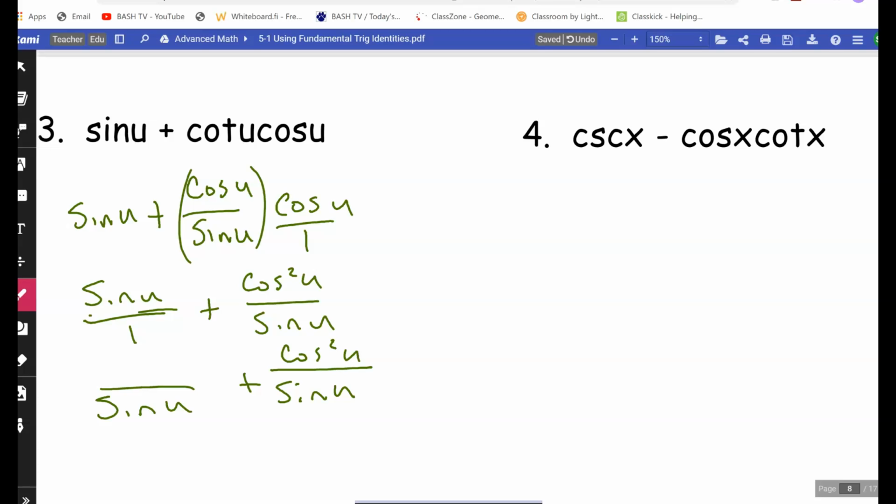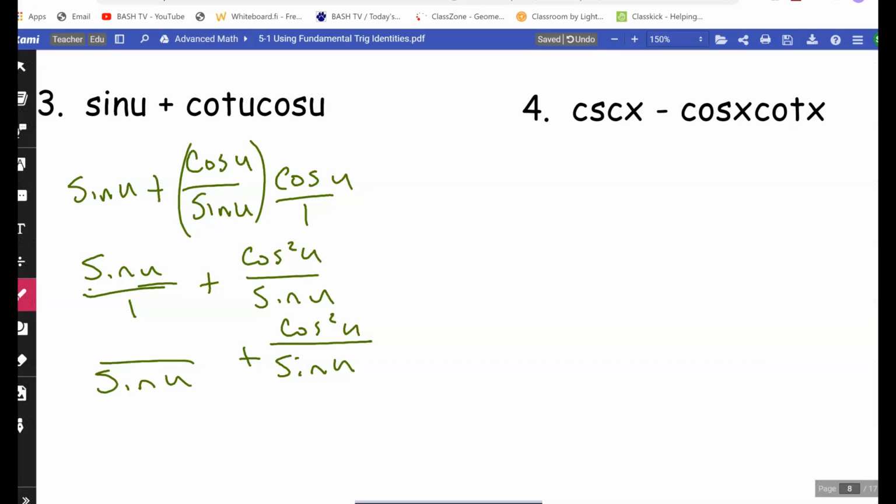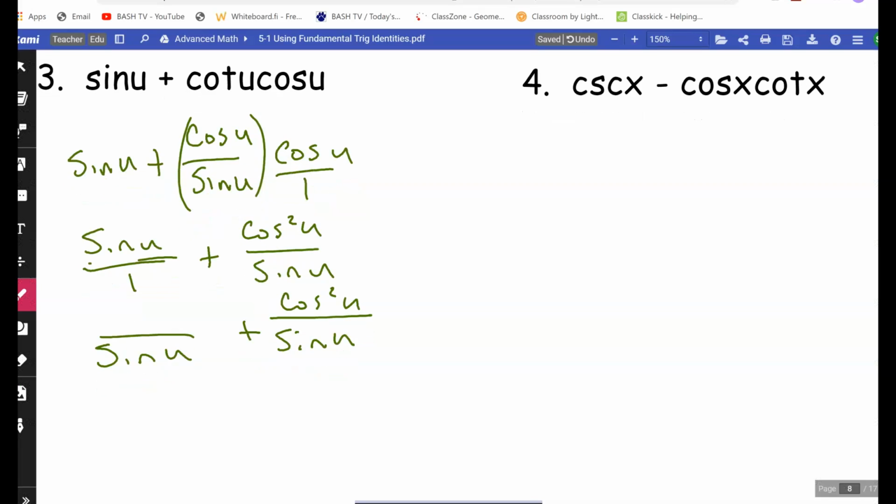Okay, and we're almost done. We're about 2 steps away. Well, here's the thing. If this was a 1 in the bottom, now a sine, we multiplied the bottom by sine, we have to multiply the top by sine. So I get sine squared. And then add them together, fractions I add together. The denominator stays the same.